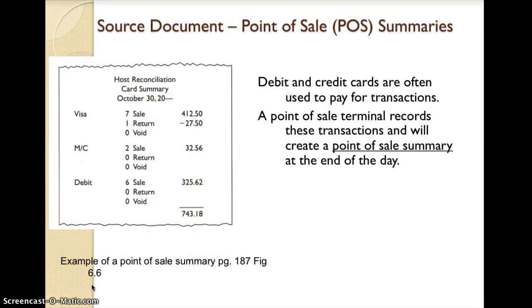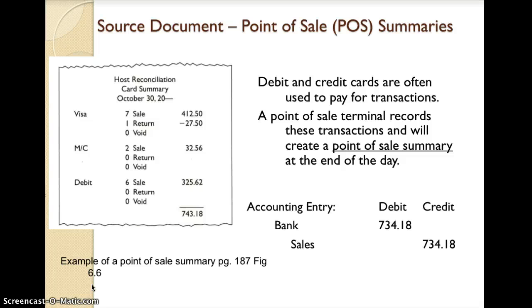Another source document is a point of sale summary. It is generated when a credit or debit card sale is used as a method of payment. As they have a point of sale terminal, this allows a computerized sale to register and the business and the customer exchange funds electronically. A point of sale terminal records these transactions and will create a point of sale summary at the end of the day, as you can see in the example on the left. For the accounting entry, we are going to debit the bank and credit sales.